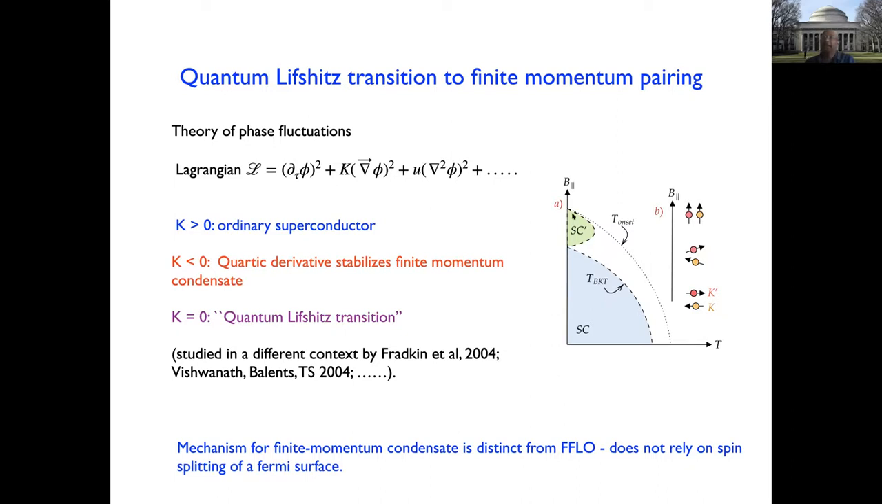So this finite momentum paired state, the mechanism for it is completely different from FFLO in that the pairing is not at all suppressed. What's suppressed is this phase stiffness, which goes to 0, changes sign, and then these quartic terms stabilize this finite momentum pair.